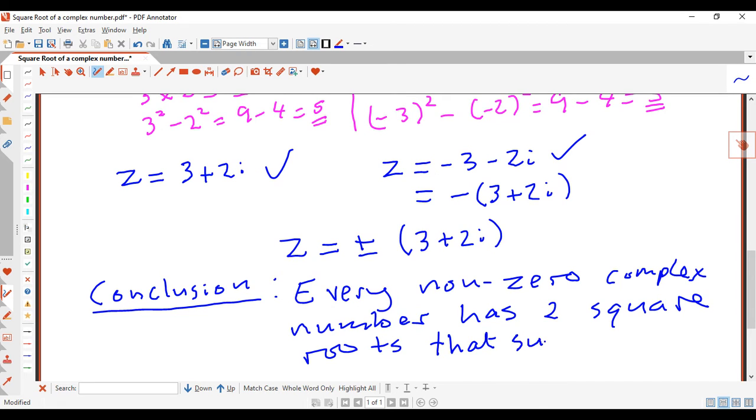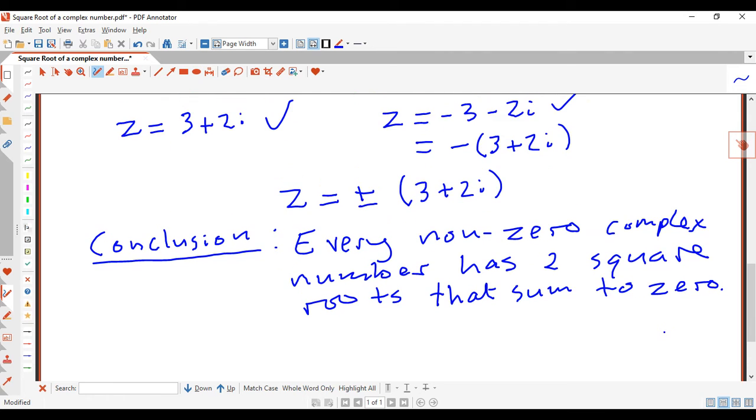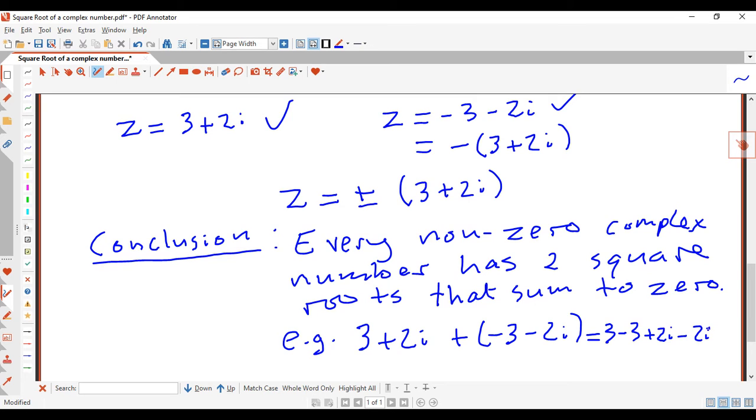So, how does that work? Well, let's have a look. Put down a little example here. What we just did: if I take those two answers that we found and add them together, what do I get? I get 3 minus 3 plus 2i minus 2i, which equals 0. Okay. All right, so that's method 1.